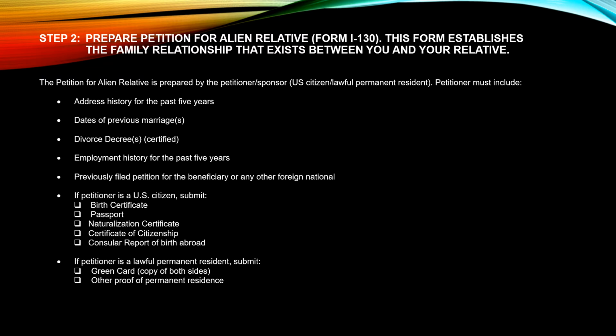If the petitioner is a U.S. citizen, that U.S. citizen should submit a birth certificate, passport, naturalization certificate, certificate of citizenship, or consular report of birth abroad proving that he is a U.S. citizen. If the petitioner is a lawful permanent resident, they should also submit a copy of their green card, both front and back, and other proof of permanent residence.